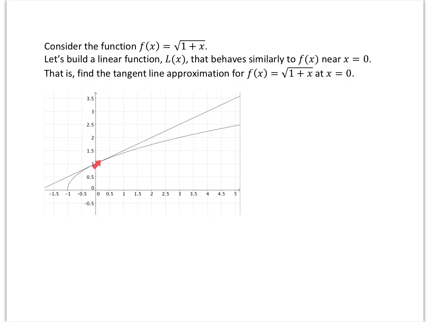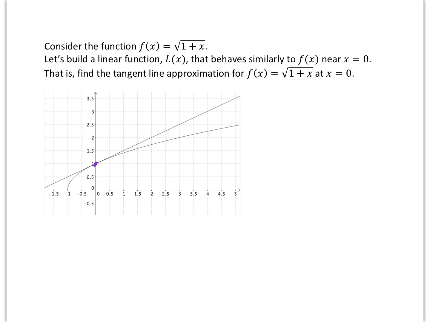I have radical 1 plus x graphed, and I drew the line tangent to that curve at x equals 0. You can see that when I'm near x equals 0, you can't even tell the difference between the function f and the line L. So I'm just trying to find the equation of this line. I'm going to start by finding the slope and a point. To find the equation of a line, you need the slope and you need a point. This point is on the line, the point of tangency.